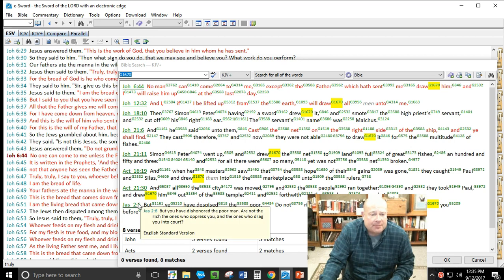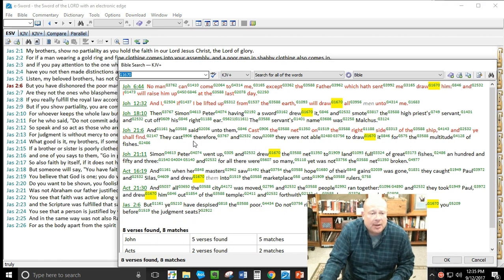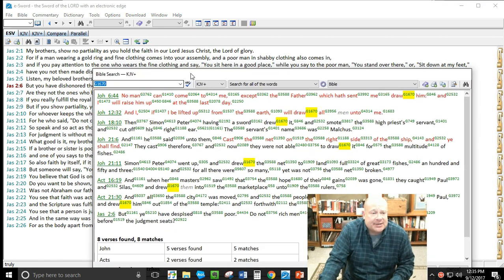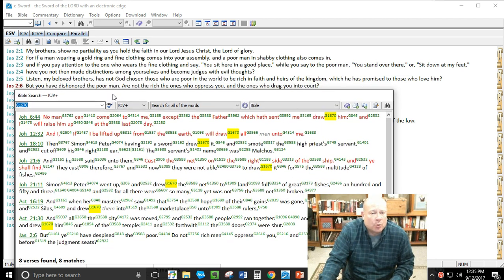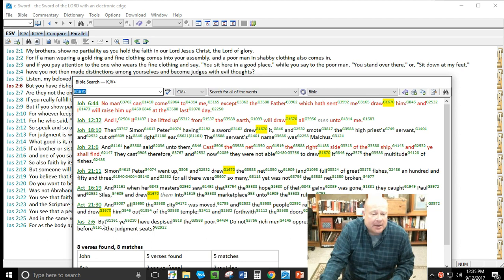So let's start at the bottom, James 2:6. And what I'm asking is that word a strong word or a gentle word? "But you have dishonored the poor man. Are not the rich the ones who oppress you, and the ones who drag you into court?" Wow, that seems to be like a pretty strong thing. All right, so I'd make a little note on a piece of paper, James 2:6, strong.